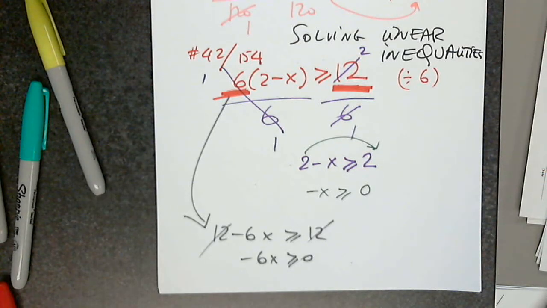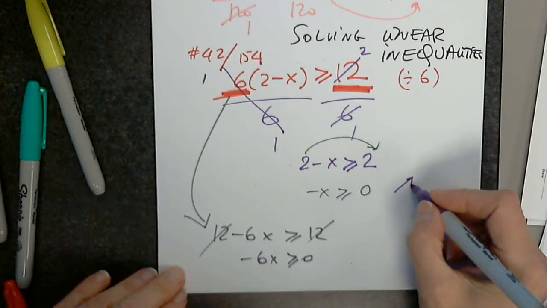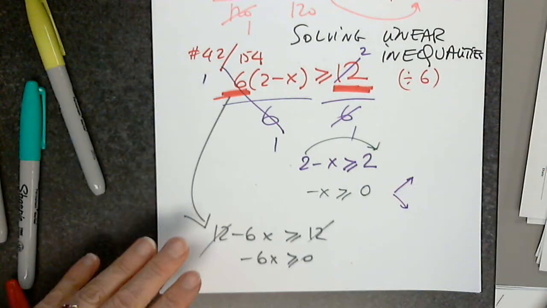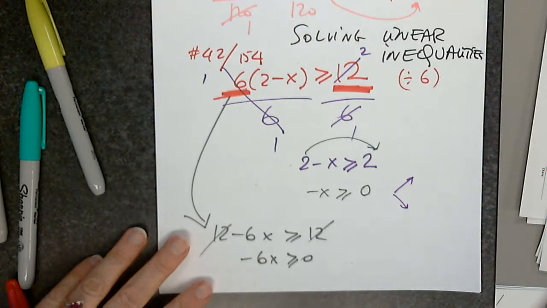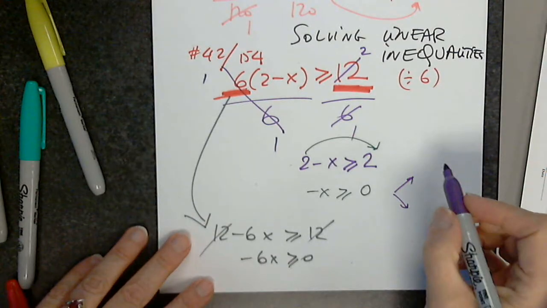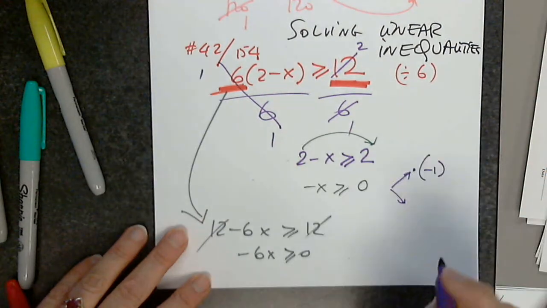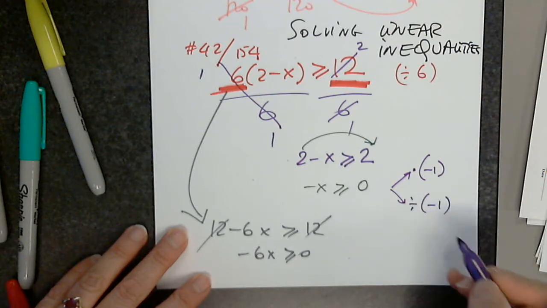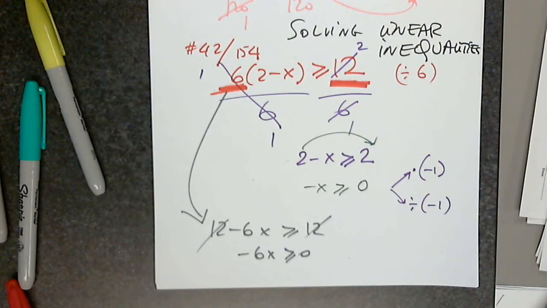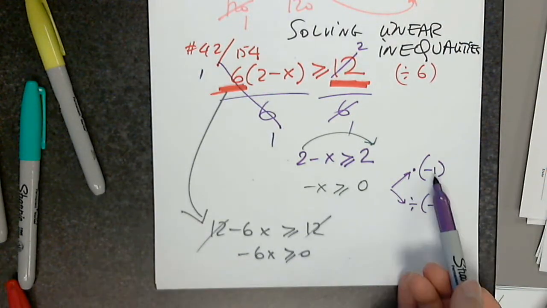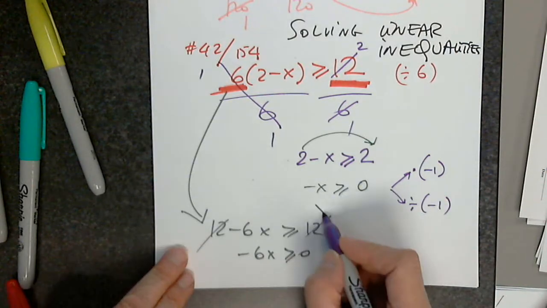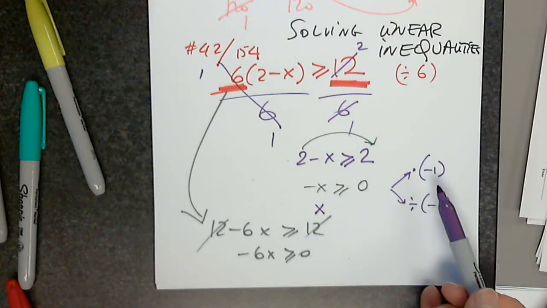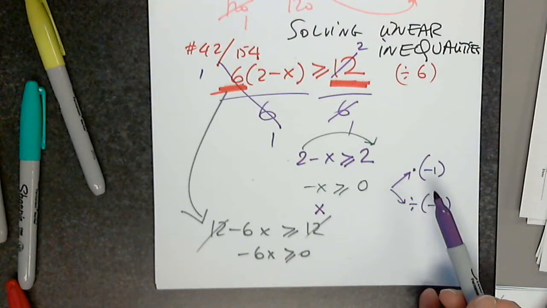Perfect. So I have two options when it comes to -1 and -1 only. I can multiply both sides by -1, or I can divide both sides by -1. So -1 times -1 is? 1. So the left-hand side is x. 0 times -1 is? 0.